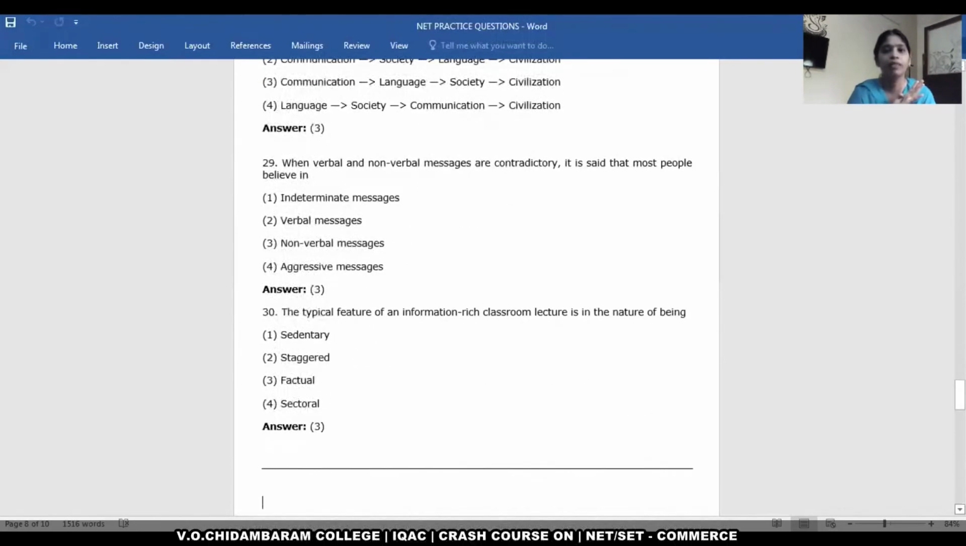And then, when verbal and non-verbal messages are contradictory, it is said that most people believe in indeterminate messages, verbal messages, non-verbal messages, or aggressive messages. Verbal means spoken language; non-verbal means expression and body movement. Now tell me what will be the option. Third one is the option. Why?